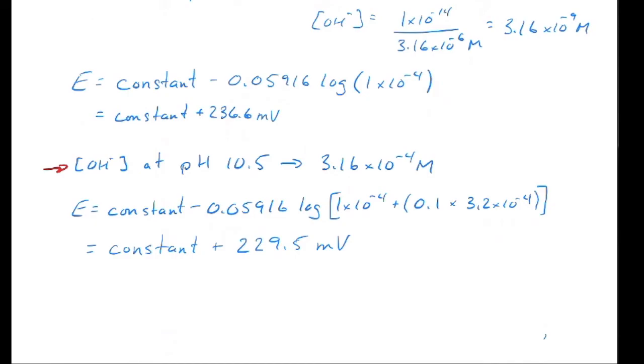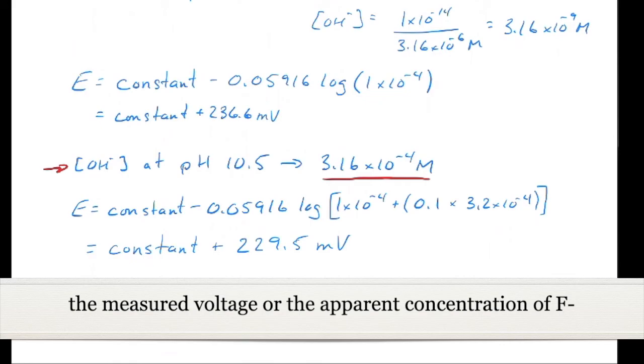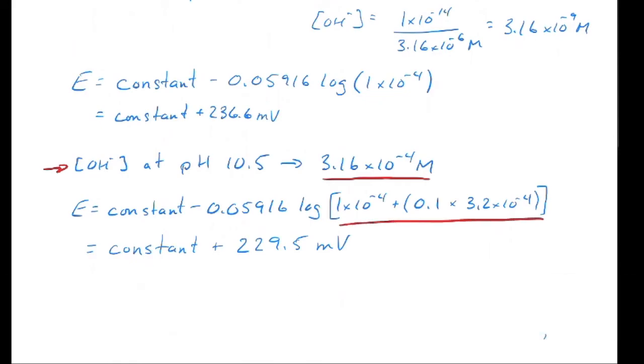So now this number, even when we multiply it by 0.1, is going to be on par with the concentration of fluoride, right? The concentration of fluoride is 1 times 10 to the minus 4. Multiplying the concentration of OH minus by 0.1 is going to make it on the order of 10 to the minus 5. So adding the concentration of OH minus, even with the selectivity coefficient, is going to change the effective concentration of fluoride. So we're going to have to include that in our selectivity equation. We have the concentration of fluoride here, plus the selectivity coefficient times the concentration of OH minus, and when we determine the voltage for this particular situation, we have 229.5 millivolts.